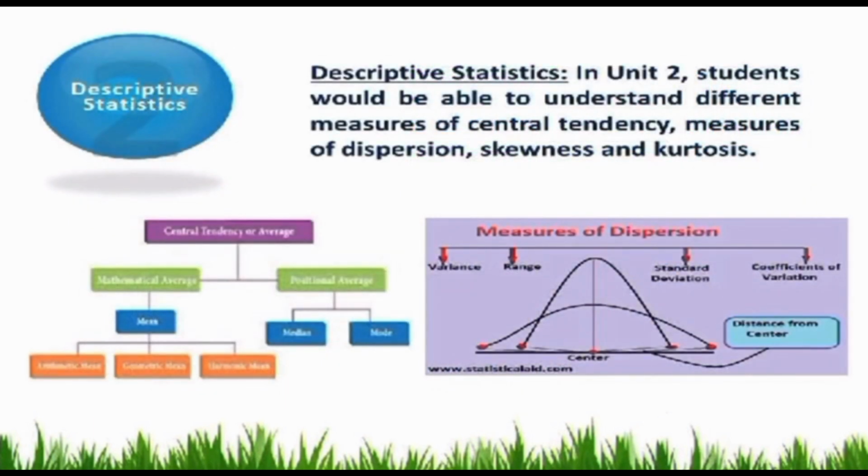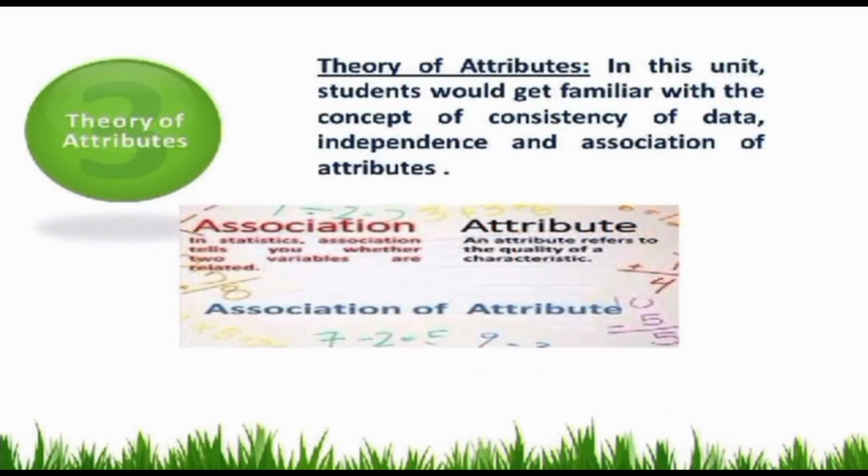In Unit 2, students would be able to understand different measures of central tendency, measures of dispersion, skewness, and kurtosis. Unit 3 is the theory of attributes, and students would get familiar with the data, the concept of consistency of data, independence, and association of attributes.